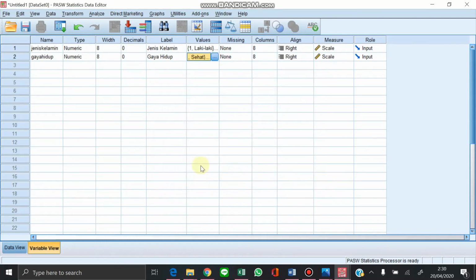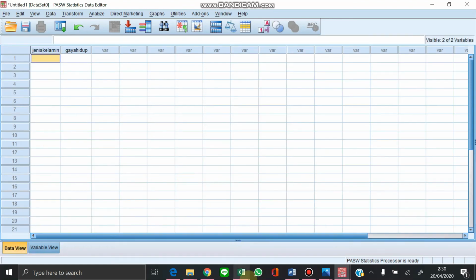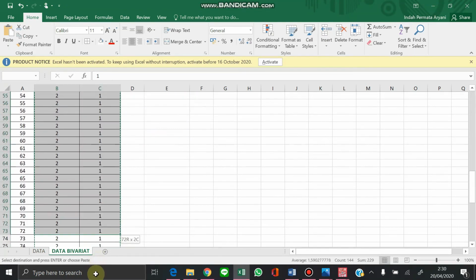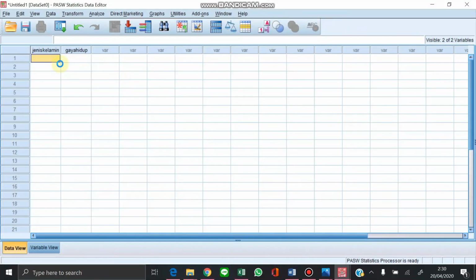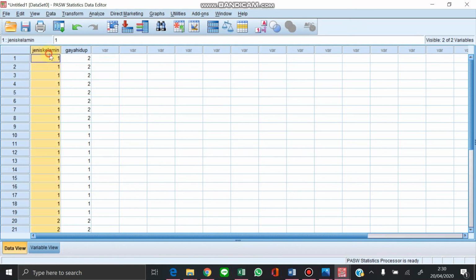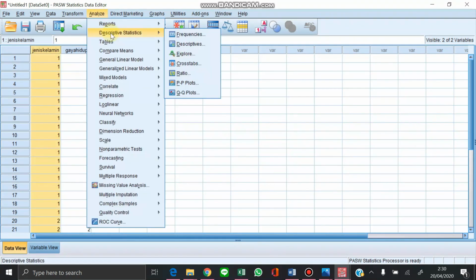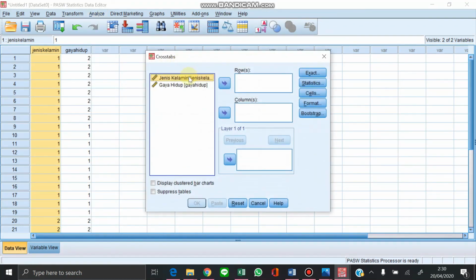To input data from respondents, we move to data view. Previously, we made the data rows in Excel, then copied from Excel to SPSS. After that, click Analyze, and then Descriptive Statistics. Click Crosstabs. Jenis kelamin move to row. Gaya hidup move to column.